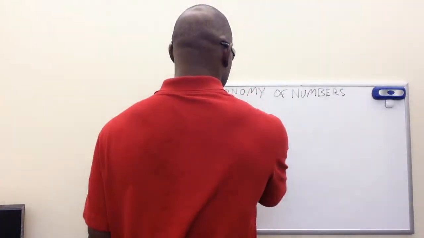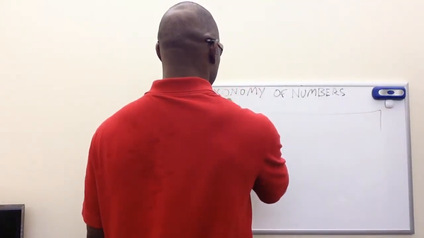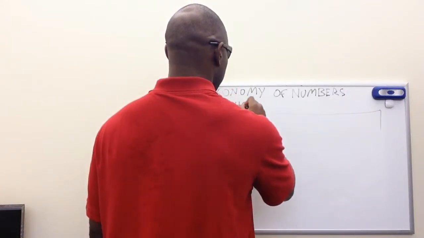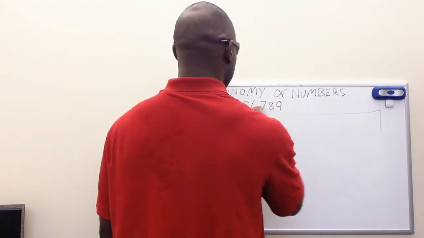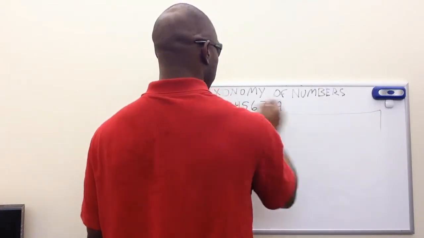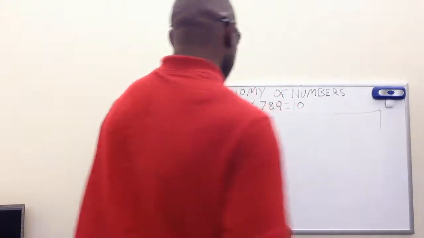So, the numbers are 1, 2, 3, 4, 5, 6, 7, 8, 9, and 0 for a total of 10 characters. Alright?